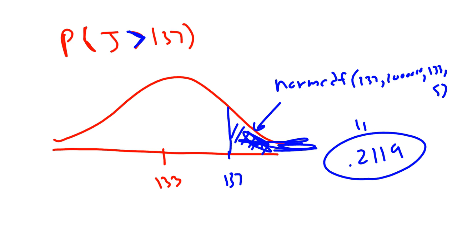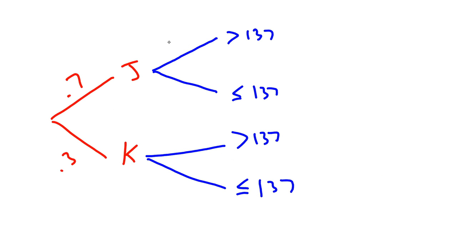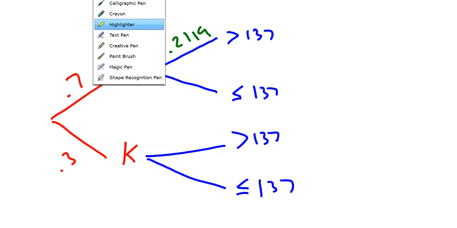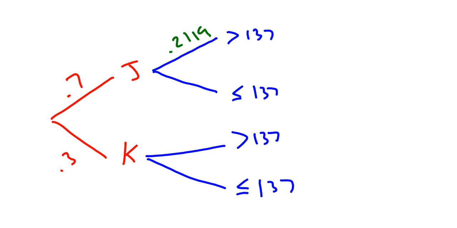In part A, we wanted the probability that J was greater than 137, and we did all the work, and we got this 0.2119. So that's for distributor J. So I can go up here, and I can put a 0.2119 here. In the problem, they stated for us, let's get my highlighter back for a minute, let's change the colors, that there's a probability of 0.8413 from distributor K that'll be greater than 137. So that gives us a number to put on this other part of our diagram.